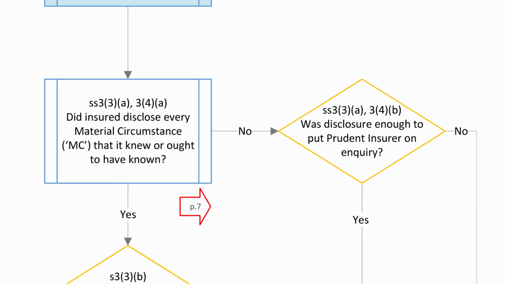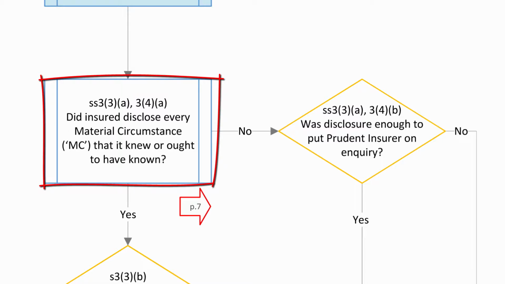You'll see that the first question that has to be answered is also in another blue box. That is an assessment of whether the insured disclosed information that would influence a prudent insurer. They're only expected to have disclosed information that they knew or ought to have known. The Act calls each bit of information like that a material circumstance. How to assess whether something is a material circumstance that should be disclosed requires some further explanation, so we'll deal with that separately in the next video.